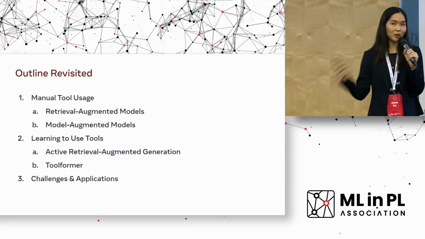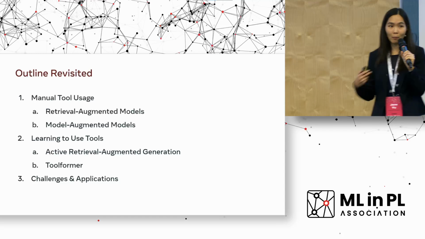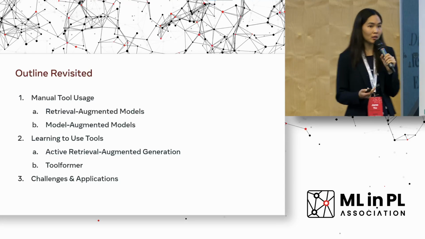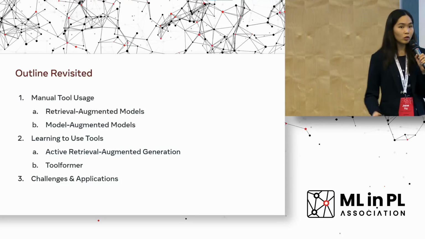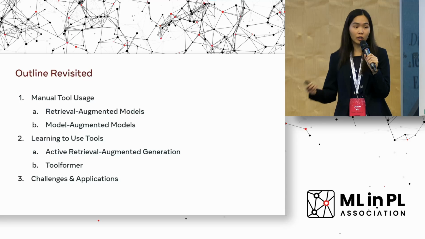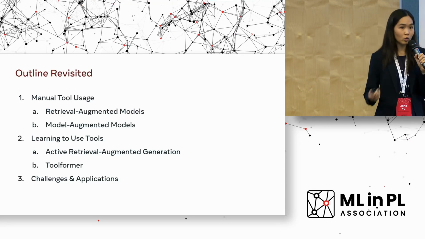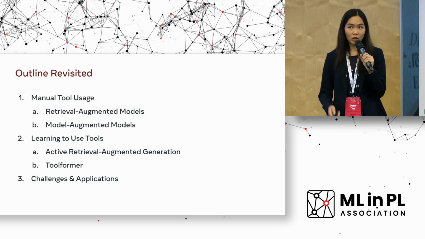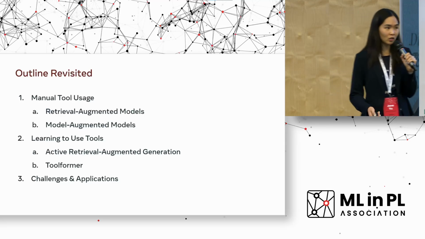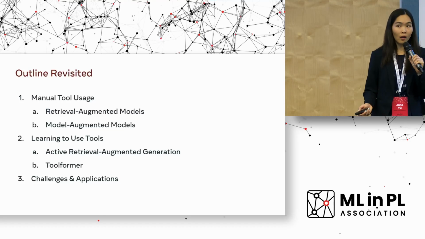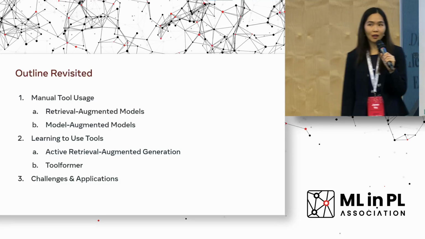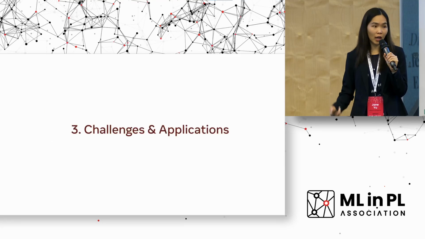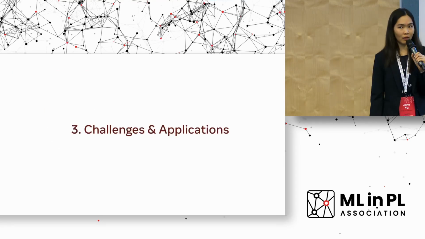Okay, so now I want to revisit where we are in this outline. I told you about manual tool usage, which is tool usage that is always prompted and always triggered by the system or the user. We saw retrieval-augmented models. We saw user-augmented models, model-augmented models. And then we turned towards getting the model to learn how to use tools themselves and also which tool to use and how. We saw this first with retrieval-augmented generation, where it learned when to do that second retrieval. And then we saw this with Toolformer, which knows how to do all three of those components by itself. And now we're going to turn to future challenges and applications where tool usage might be very interesting and useful.